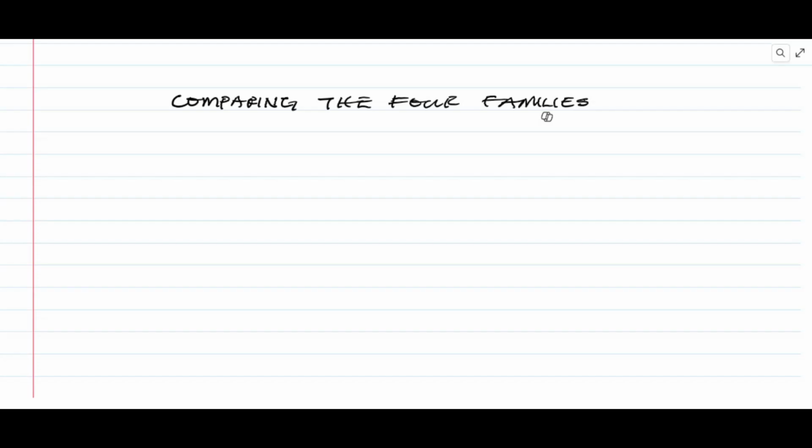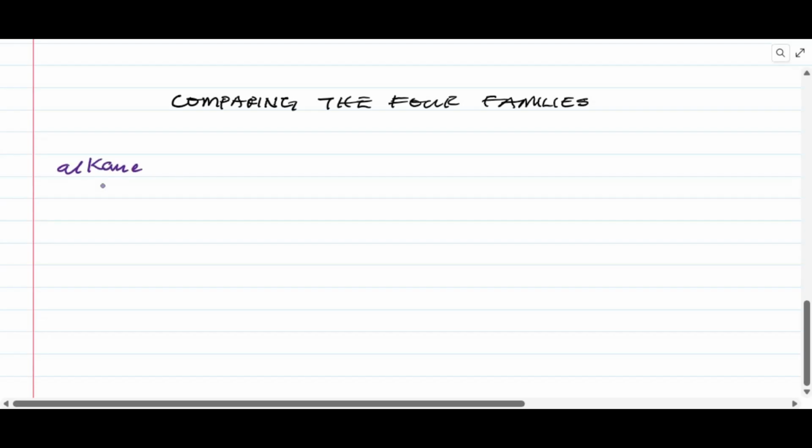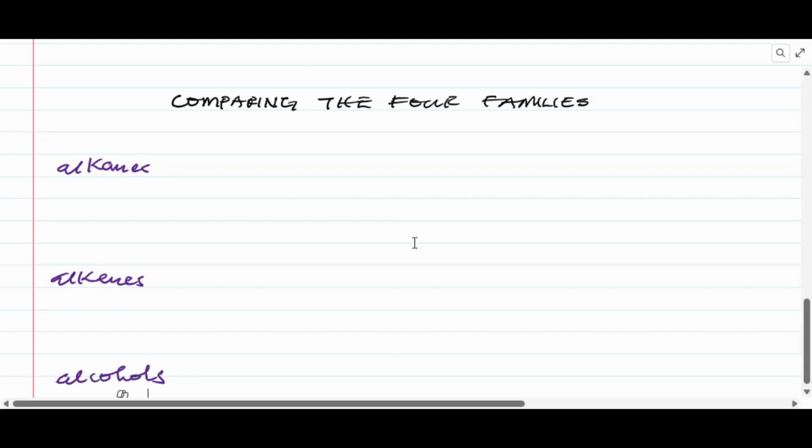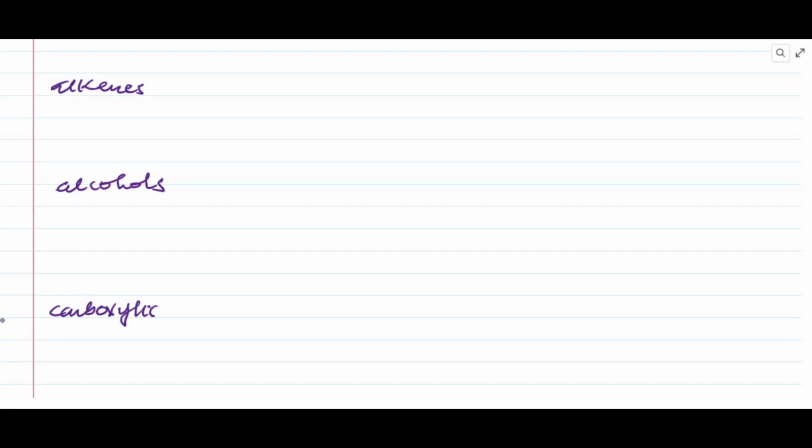Welcome back. In today's part of the series, we are going to compare the four families of organic compounds that we have been talking about in the past. Those four family members, remember, are the alkanes, the alkenes, the alcohols (remember, alcohols can also be called alkanols), and the carboxylic acids, which can also be called alkanoic acids.